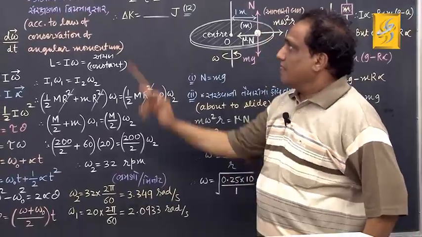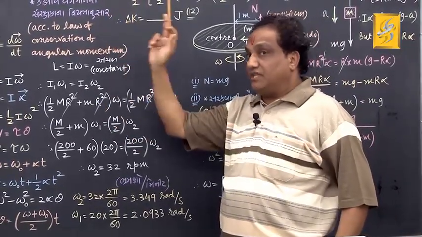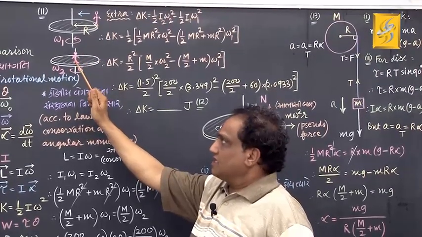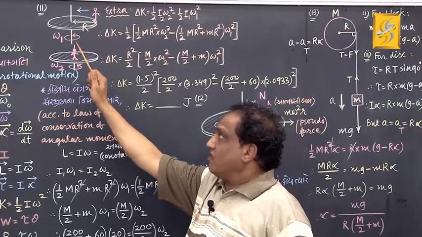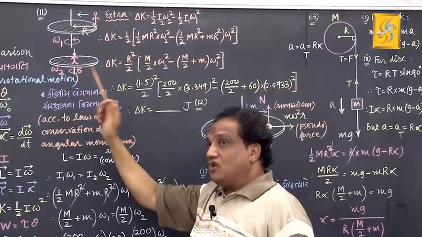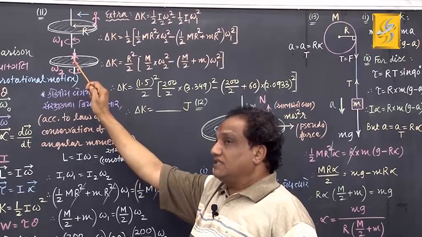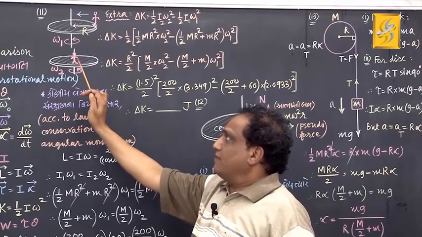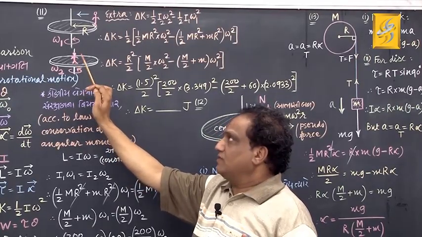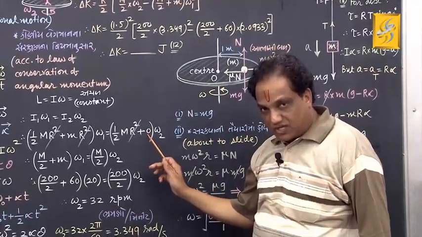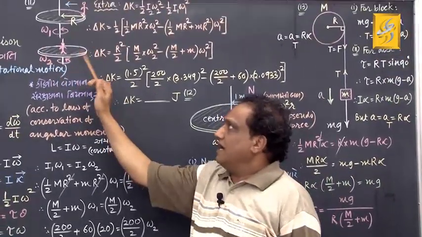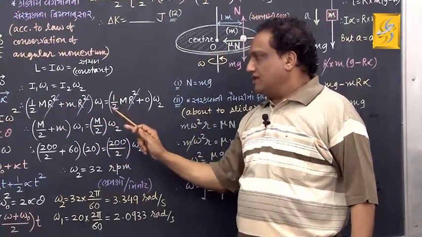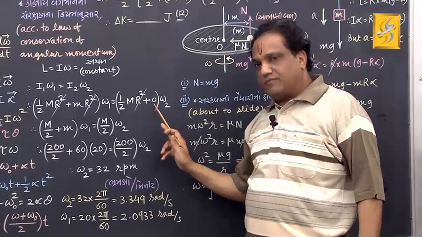What about I2? I2 is the moment of inertia of the same system in the final condition. But in the final condition, this person has come to the center. When the person is at the center, his perpendicular distance from this axis of rotation would be 0. When that perpendicular distance is 0, the moment of inertia of this person becomes 0 in the final condition. So as far as the turntable is concerned, its moment of inertia remains as it is. Earlier also it was half M R square, now also it is half M R square. For the person it has become 0.